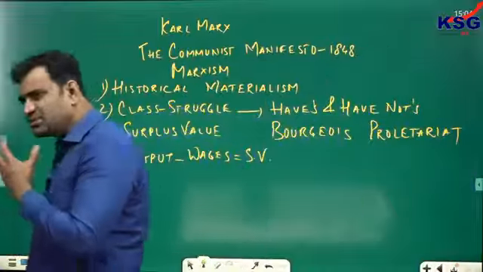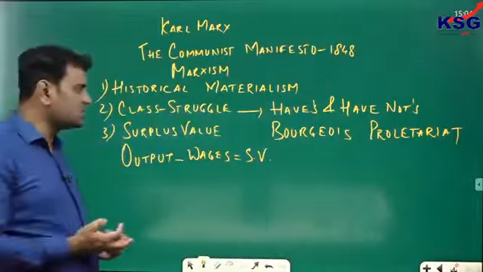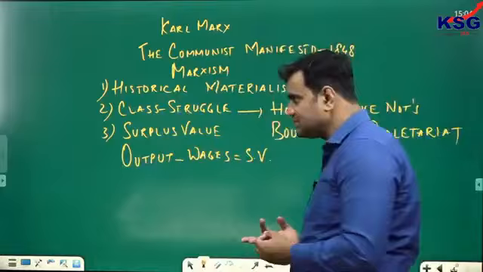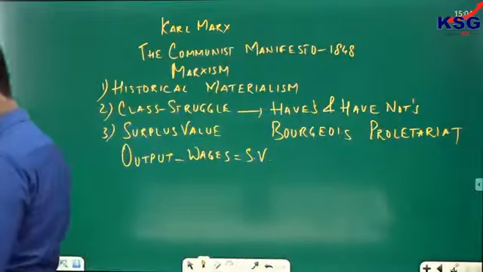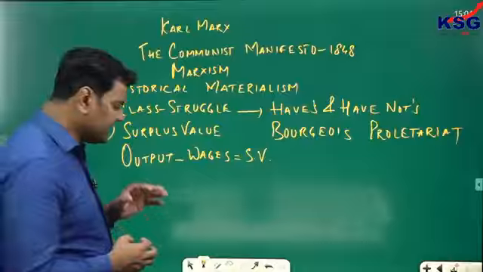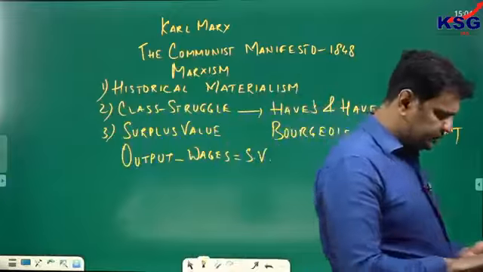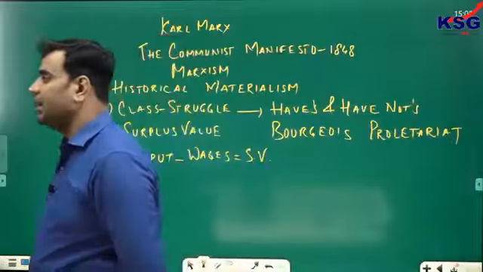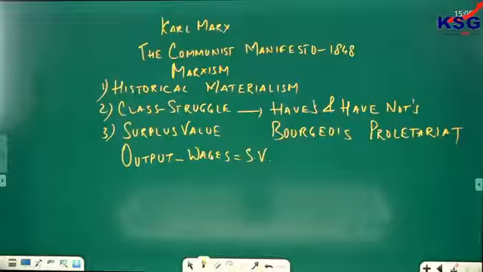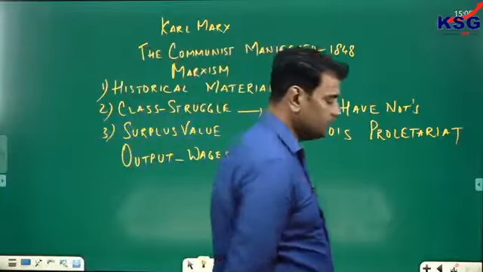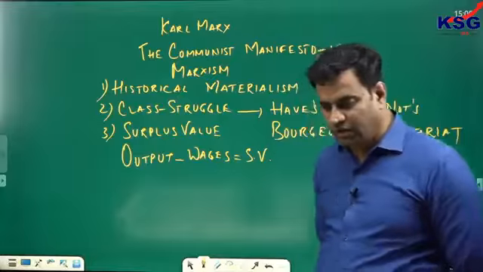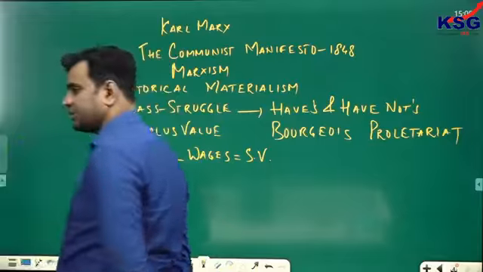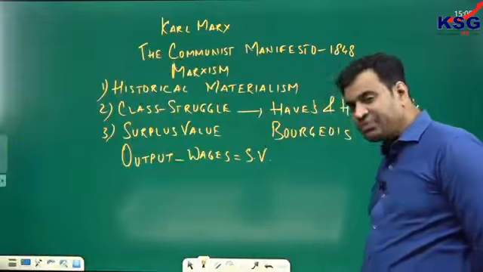That the distinction between the bourgeois class and the proletariat class has been explained by Karl Marx through the theory of surplus value. Clear? Right.